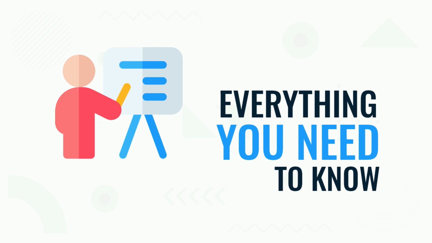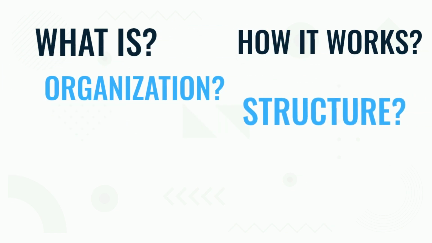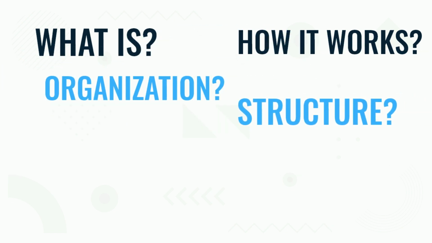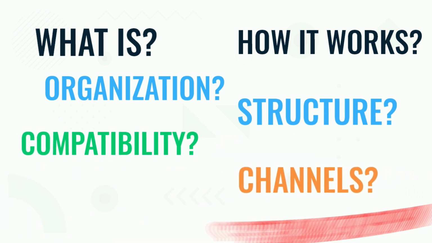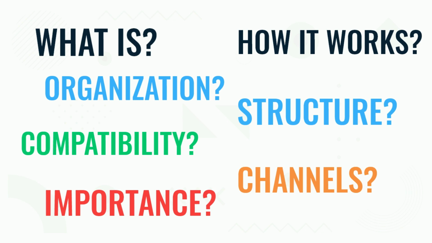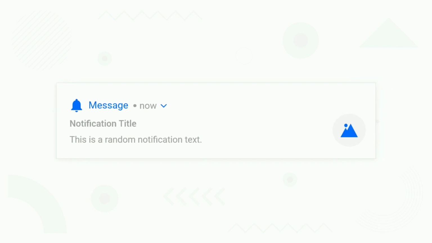Alright, so we're going to start with some basics, like what is a notification, how does it work, how is it organized and structured. We're going to cover some important details about compatibility issues, notification channels, importance levels, and a few more things as well. So a notification is basically a message that Android displays outside of your application's UI to provide the user with some kind of reminders in most cases.